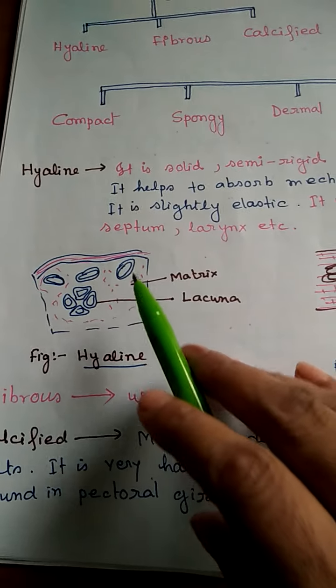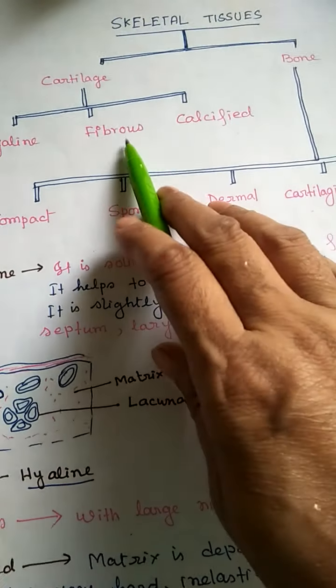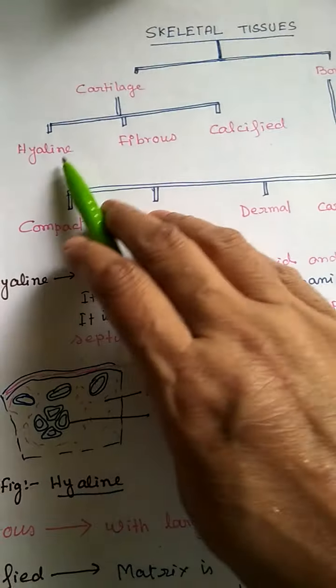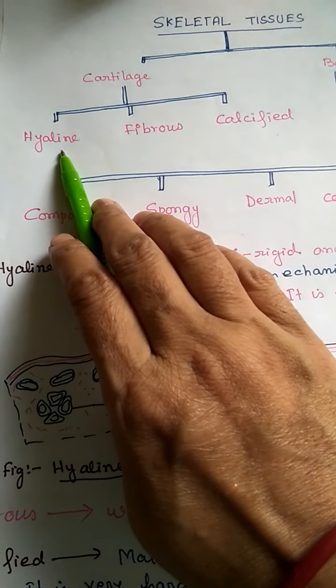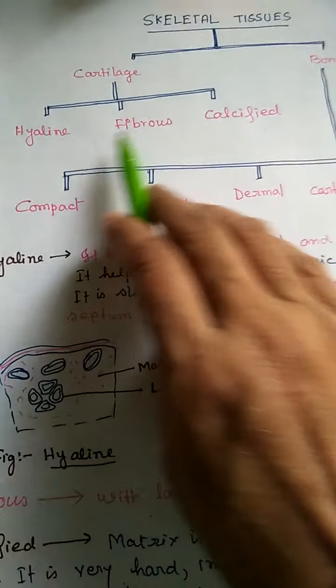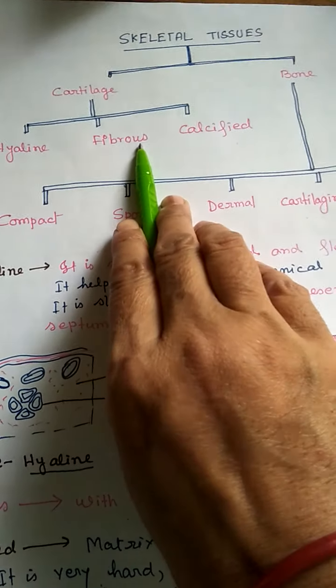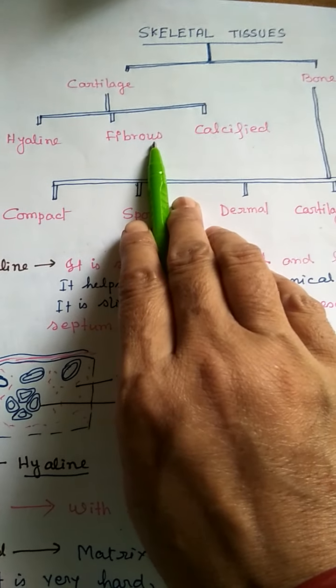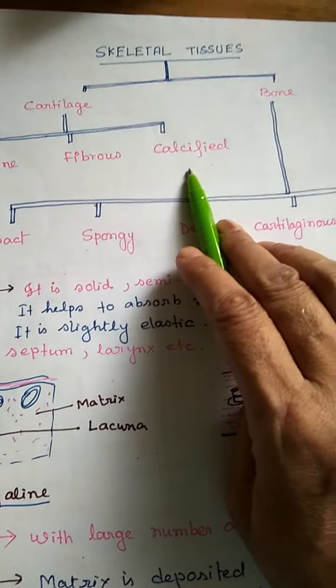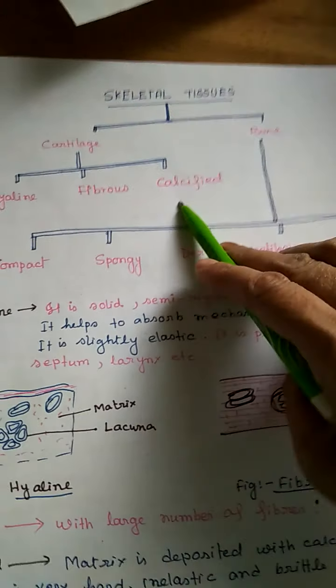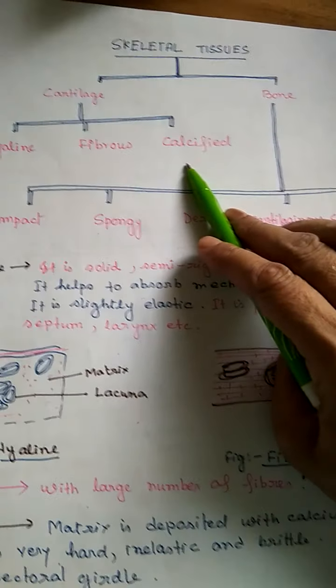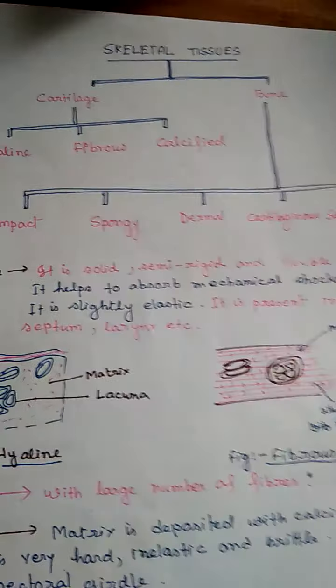So this is the difference between the hyaline, fibrous, and calcified. In case of the hyaline, the white fibers are not compactly arranged. In case of the fibrous, you can get the white fibrous tissues. In case of the calcified, the deposited calcium salt is present. So that's why it is inelastic in nature.